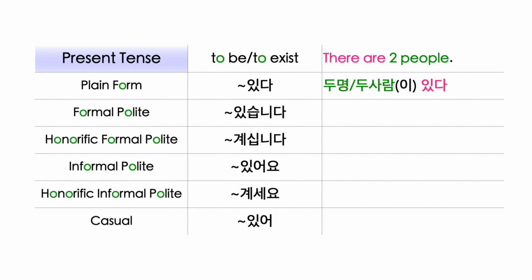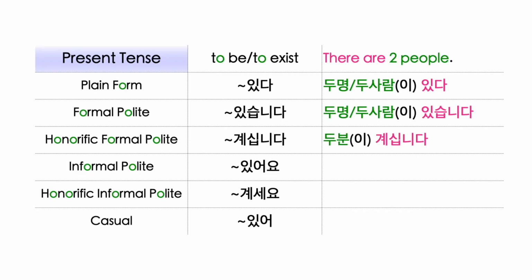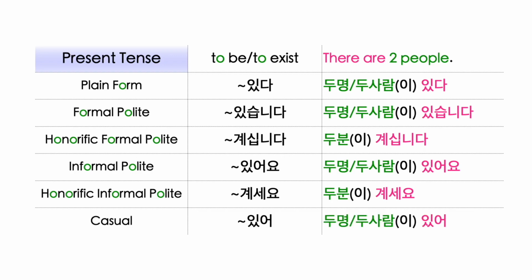In this example, it is clear the subject of the sentence is two people. In the plain form, 두 명이 있다, 두 사람이 있다. In a formal polite form, 두 명이 있습니다, 두 사람이 있습니다. Using honorific formal polite form, 두 분이 계십니다. In the informal polite way, 두 명이 있어요, 두 사람이 있어요. In the honorific informal polite way, 두 분이 계세요. In the casual way, 두 명이 있어 or 두 사람이 있어.